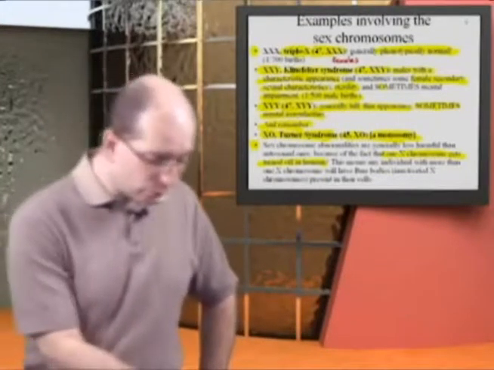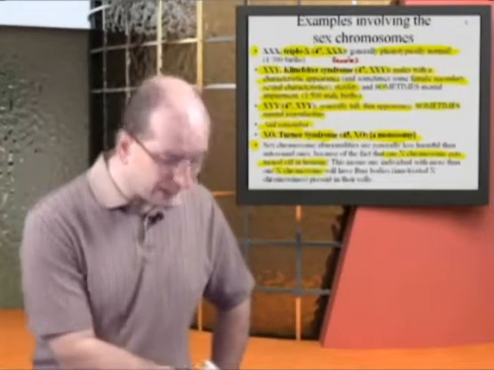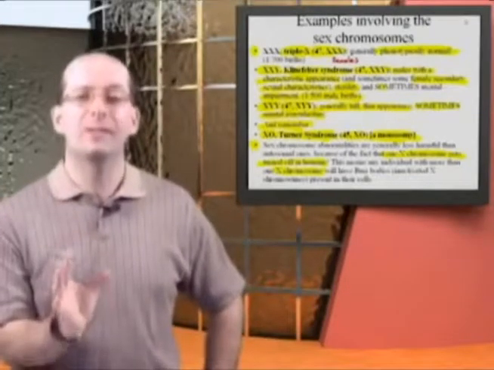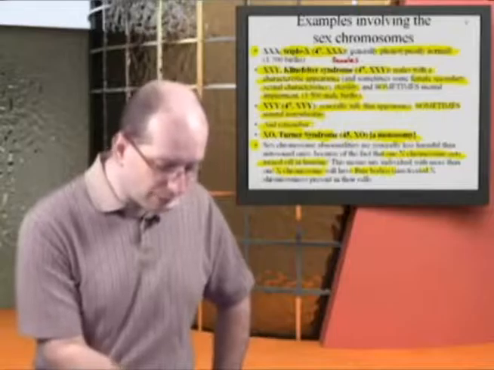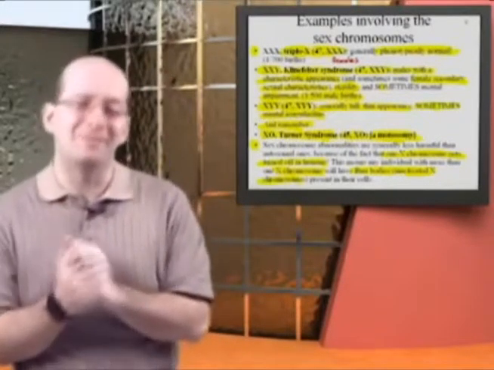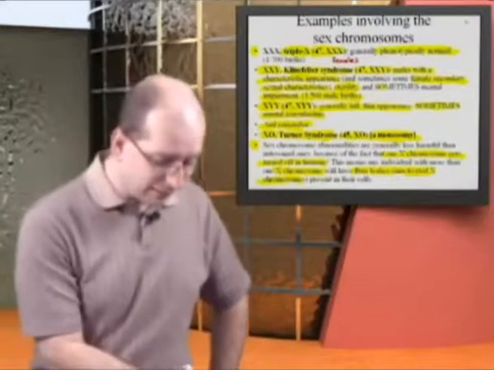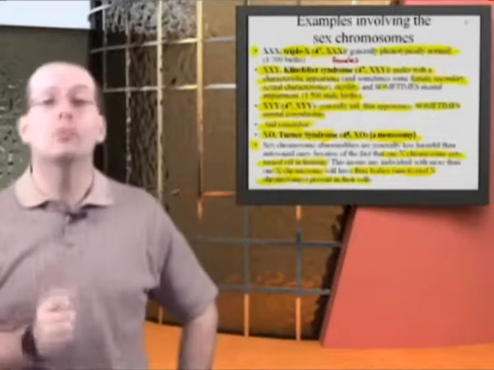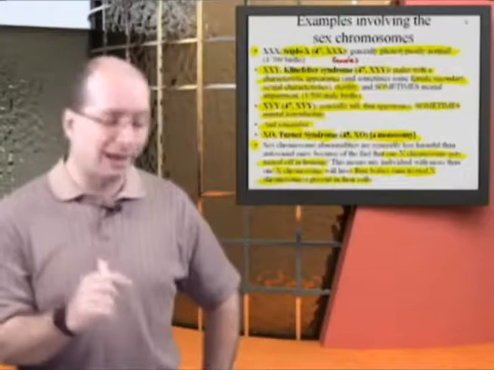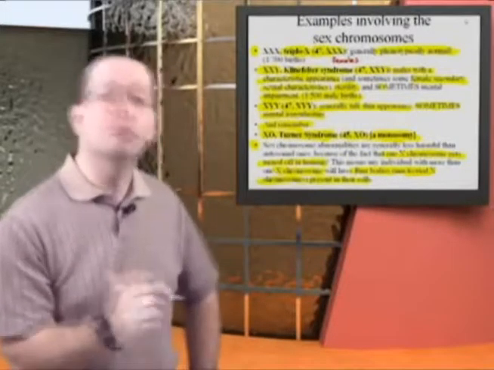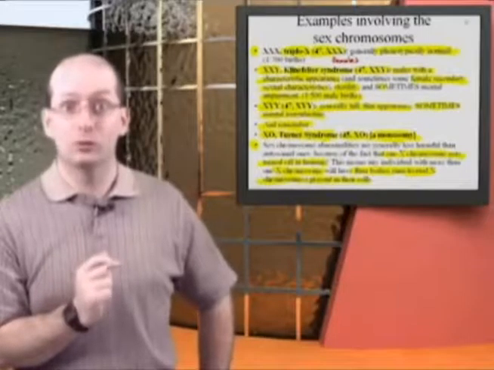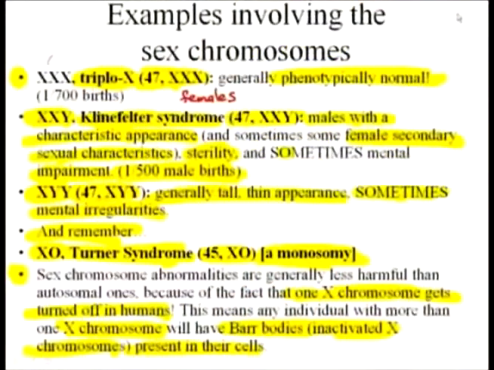So any individual with more than 1 X chromosome will turn off all of them but 1. And a turned off X chromosome is called a bar body. It gets heterochromatic, it gets all balled up, and you can see it in people's cells. So a normal human female has 1 bar body. Just quickly to make sure we understand this, a triplo X female, these are good test question type things, would have 2 bar bodies, right?